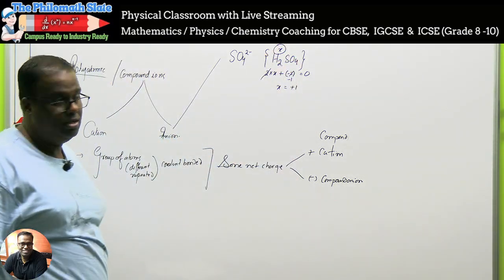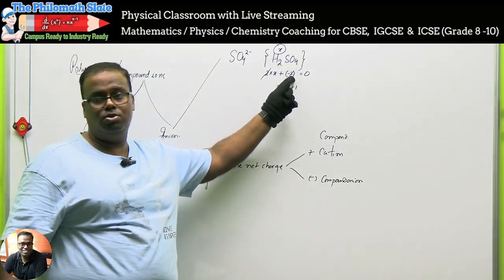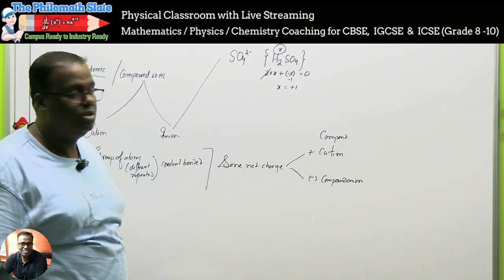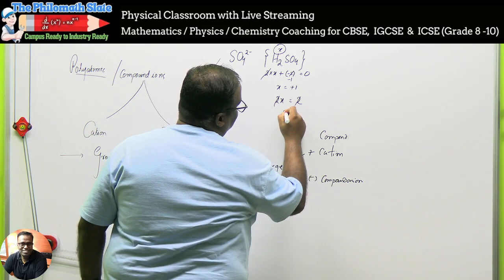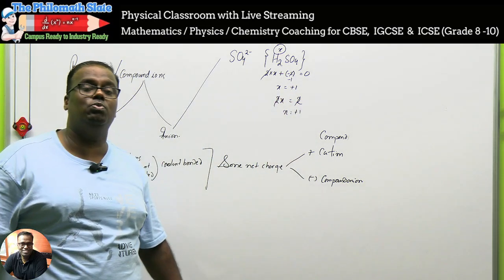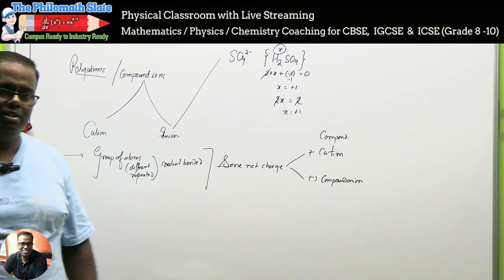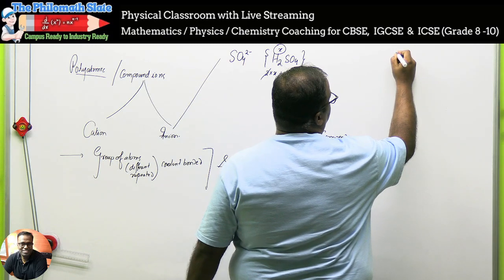Got it? I have got 2 hydrogens, so 2 into X plus this is minus 2 should be equal to 0. So if you want to do your calculation, you do it this way: 2x equal to 2 or x is equal to plus 1. So hydrogen is standing with plus 1 oxidation state out here. Is it clear? Let's see one more example. This will become clear. Oxidation state.